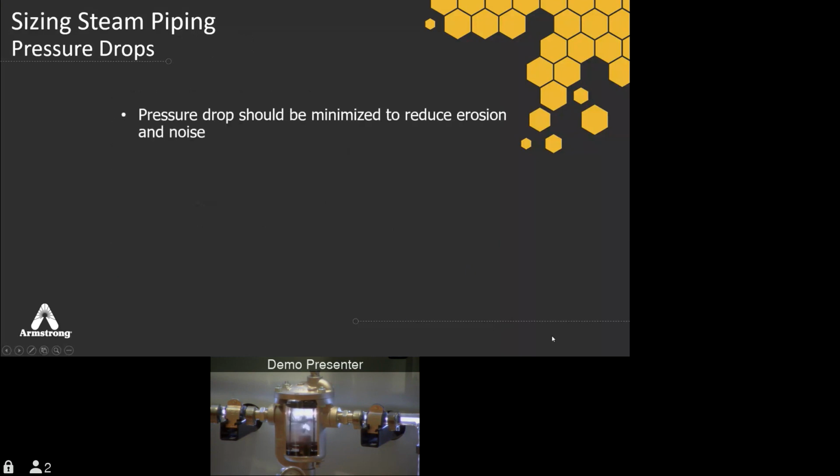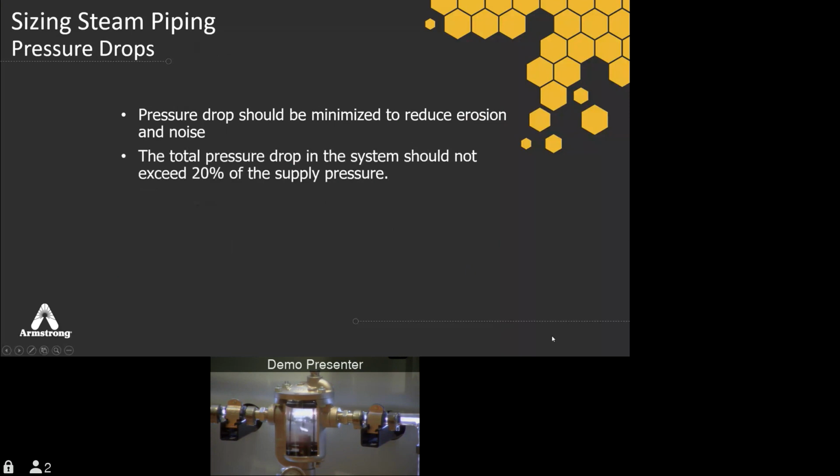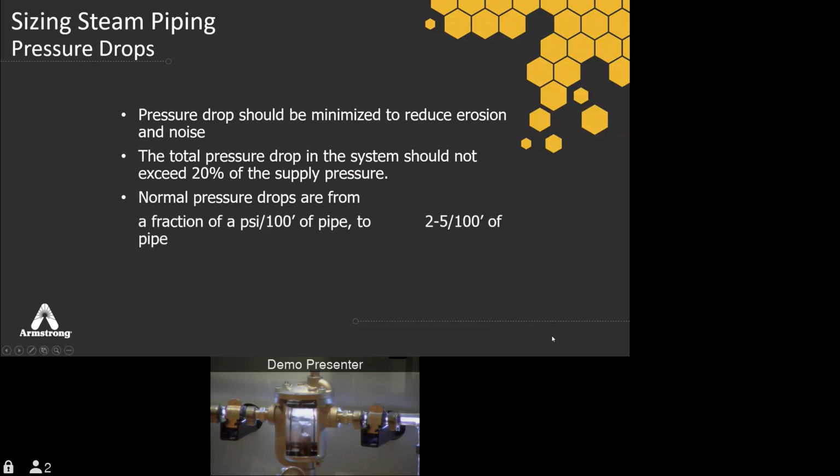So pressure drops, you want to minimize the pressure drop to reduce both erosion and noise. And so some of the rules that come up is to not exceed more than a 20% supply pressure drop. When you talk about what that looks like in lengths of run, this question always comes up. If you stay between 2 to 5 psi drop per 100 foot of pipe, you'll stay safe.